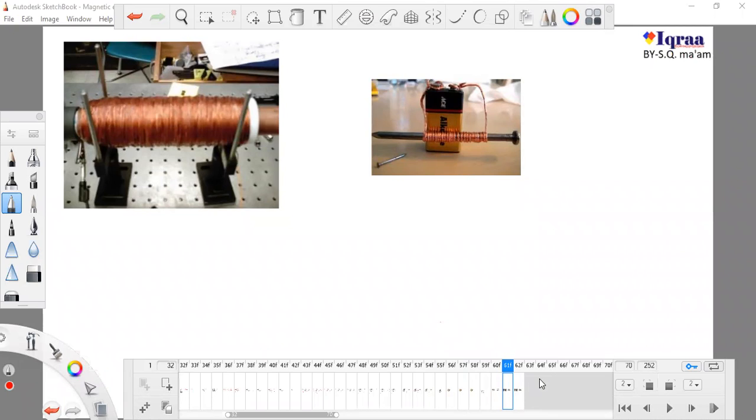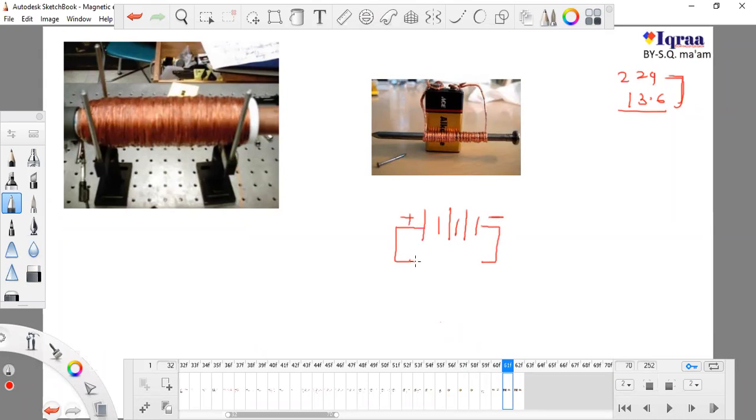Page number 229, activity 13.6. Page number 229, activity from the starting up to this. This is a solenoid. What is a solenoid? You can see this simple thing. This is a battery. This is the positive terminal. This is the negative terminal. Just take a wire. This is a copper wire.